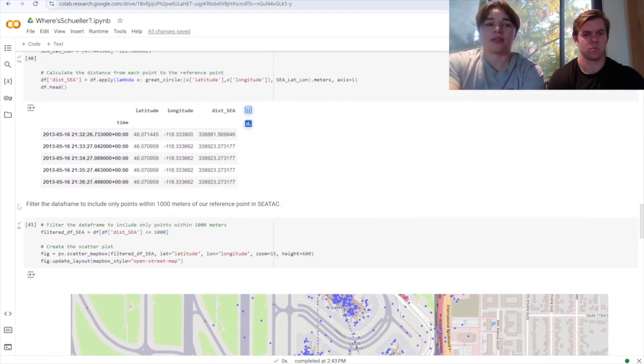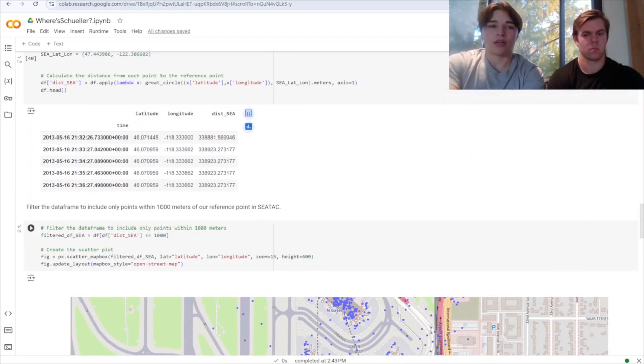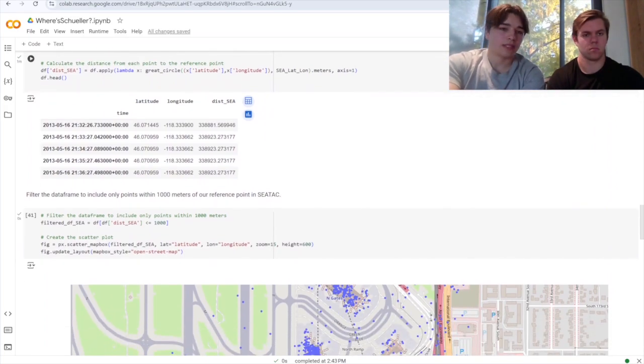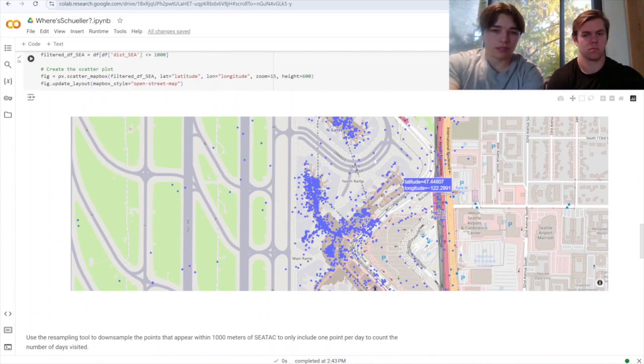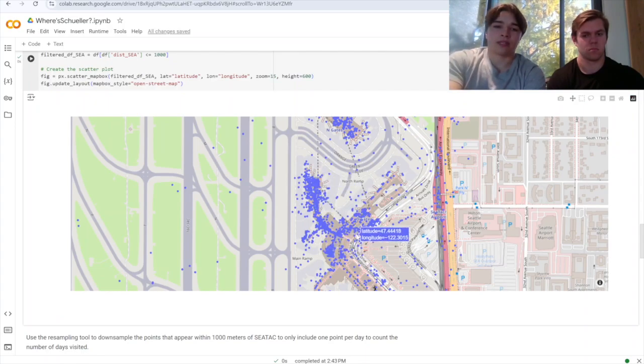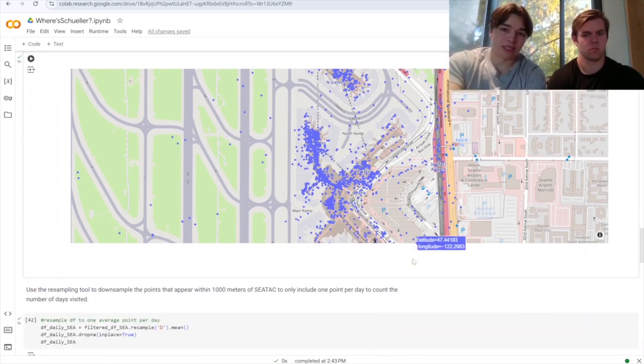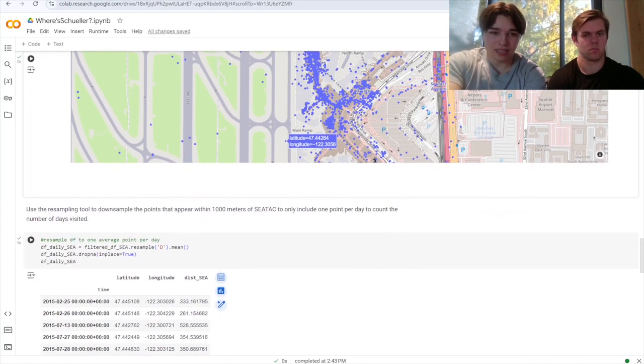Now we filter the data frame to only include points that are within 1,000 meters of SeaTac's latitude and longitude, which we found on Google Maps. And so here we are. These are all these points. This suffers from the same problem as our Cleveland analysis, where as these data points are recorded once every 1 to 10 minutes, there's a lot of double counting. Presumably, Schuler did not enter and exit the airport within 1 to 10 minutes. There's going to be a lot of double points, for example, waiting in security or waiting in line.